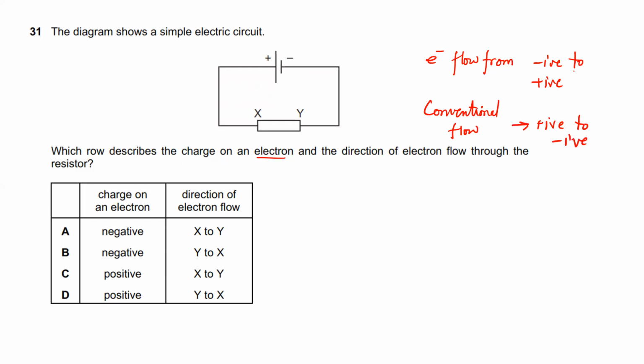So negatively charged with negative to positive, so it means from Y to X. So negative charge, yes. X to Y, no. Negative charge, yes. Y to X, yes. So answer B is the right answer, so no positive charges. So this is how this question can be done.